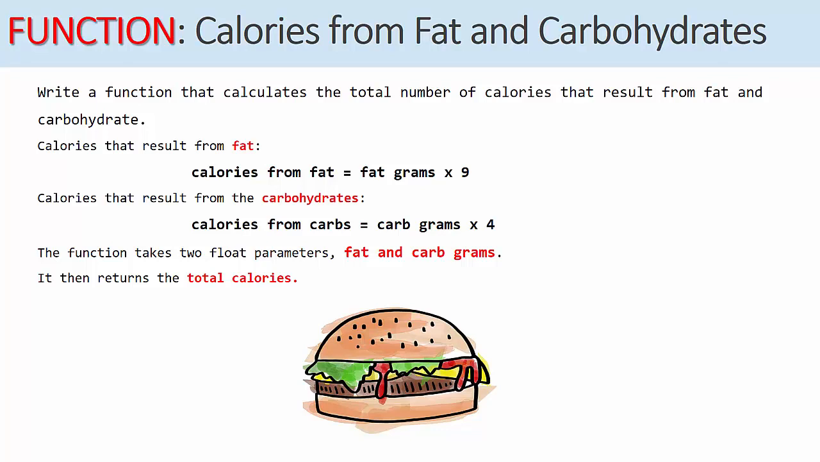Here is another function that needs us to provide two pieces of data, parameters to the function. We need to calculate calories from fat and carbohydrates. Write a function that calculates the total number of calories that result from fat and carbs. From fat, it's 9 calories per gram, and from carb it's 4 calories per gram. The function takes two float parameters, fat and carb grams. So we need to send the function two values. The function at the end returns the total calories.